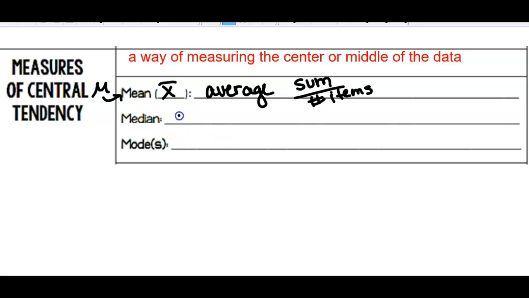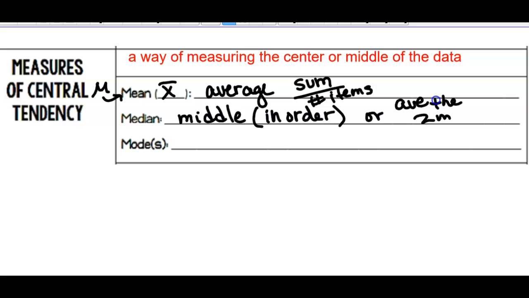All right, the median is the middle number in a list after you've put them in order. And if there happen to be an even number of items, you average the two middle terms. The mode is the most often occurring number.